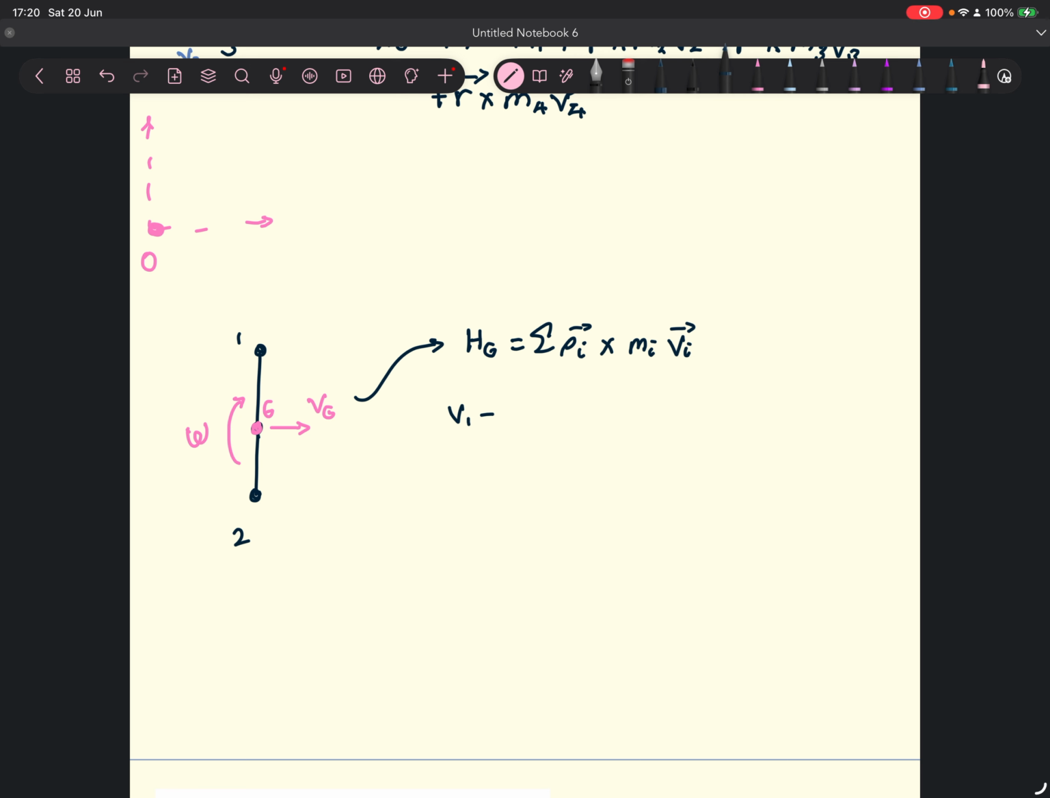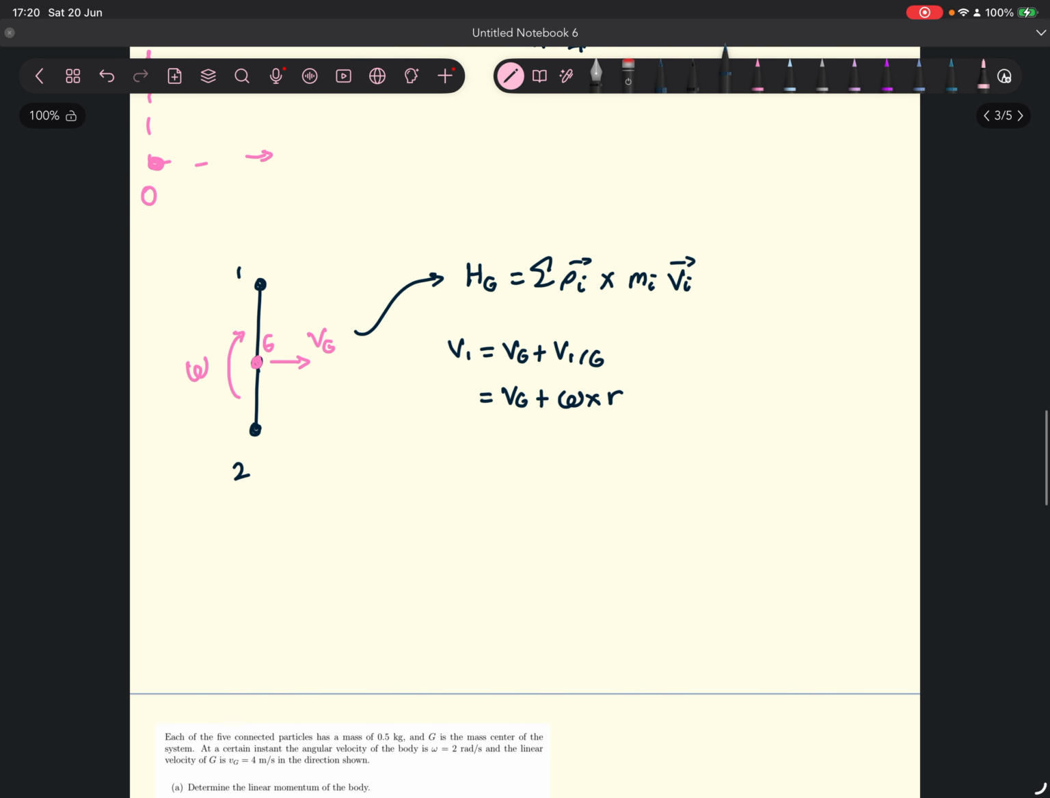And we can say that V1 is equal to Vg plus V1 relative to G. Okay, and then it's going to be equal to Vg plus omega crossed with R. Right, and this R is again this position vector over here, right? So it's essentially the same as saying it's Vg plus omega crossed with rho I, right? And yeah, all of these are vectors. So cool. That's for V1.